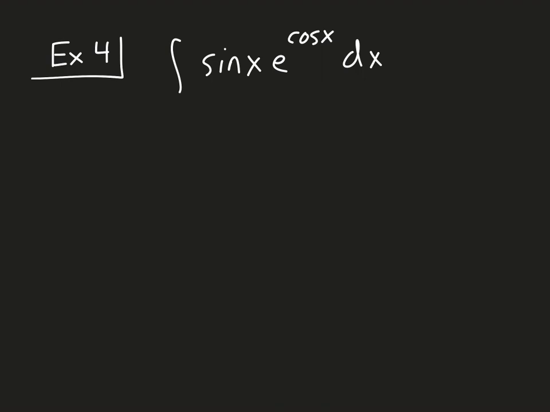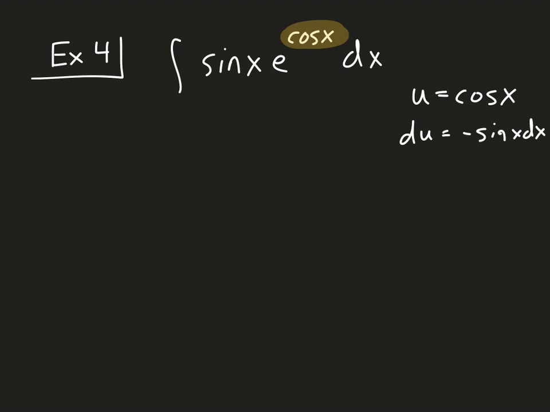All right, go ahead and try this one, and then you can unpause when you're ready to see the solution. All right, so what I'm going to do here is identify cosine of x as my u, because cosine of x is on the interior of a composition of functions. So du is negative sine x dx.